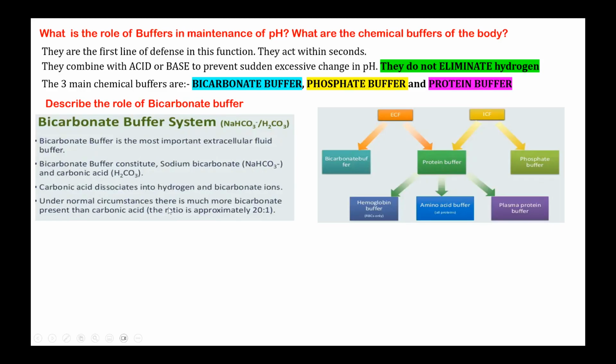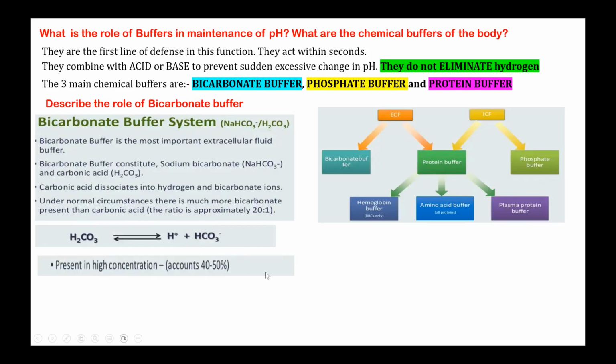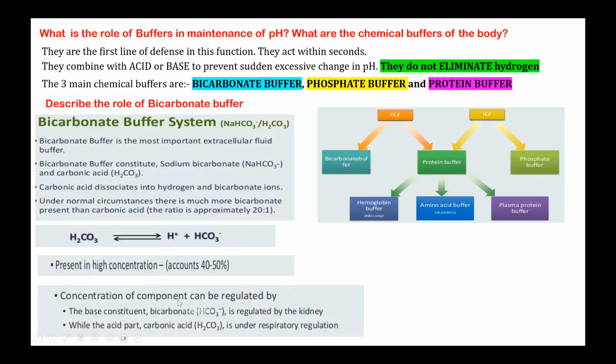So under normal circumstances, what will happen? There is much more bicarbonate present than carbonic acid. So the ratio is almost about 20:1. This is to meet the constant hydrogen ion load that will be produced by the body. So the bicarbonate is always on the higher side compared to the carbonic acid. And carbonic acid dissociates into these two components, hydrogen and bicarbonate. So this is the concentration that may be present. And this is regulated by the base constituent. Bicarbonate is regulated by the kidney and the carbonic acid is regulated by respiratory regulation.